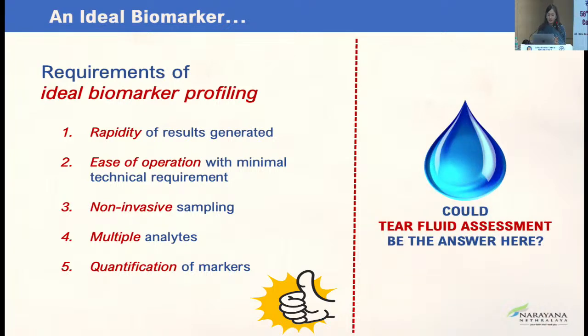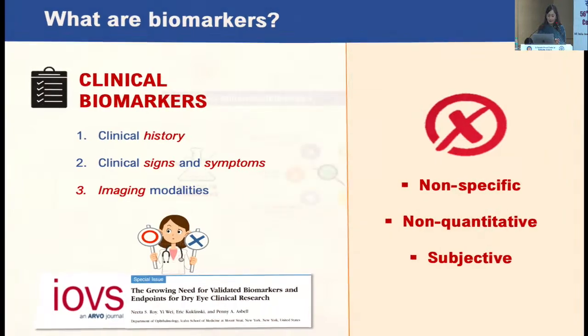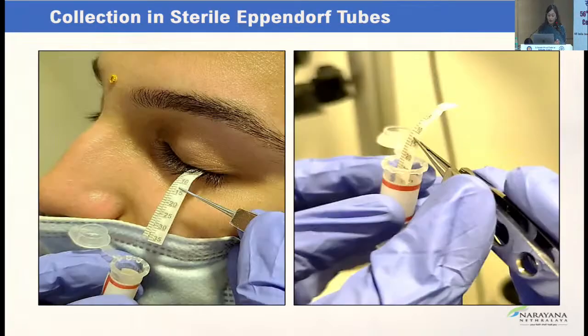So the question here is, could just the tear film, the tear fluid assessment be the answer here? The answer is yes, it can be the one, and it will help us in quantitative analysis. It will address the discordance between the signs and symptoms. It will help us do a specific targeted therapy and also precede clinical manifestation. So at this point of time, what we do is the Schirmer strip where we do the dry eye test, the Schirmer's one. Rather than just discarding it, we collect this in an Eppendorf tube.